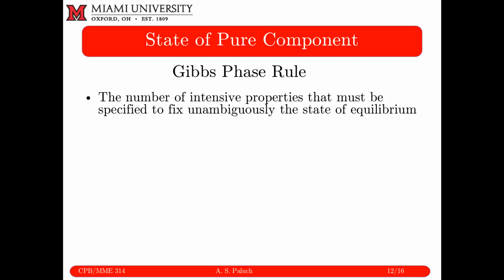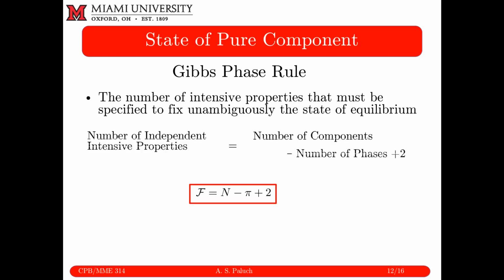Okay, so the Gibbs phase rule formally tells us the number of intensive properties that must be specified to fix unambiguously the state of equilibrium of our system. So it's equivalent to the number of independent intensive properties equals the number of components minus the number of phases plus 2, or the way it's typically written is F equals n minus pi plus 2, where n is the number of components, pi is the number of phases, and then 2 is 2.